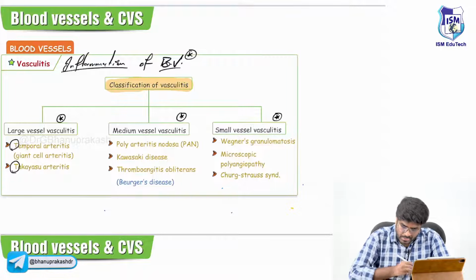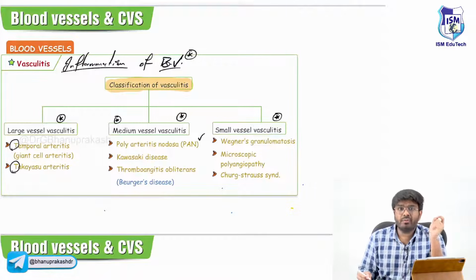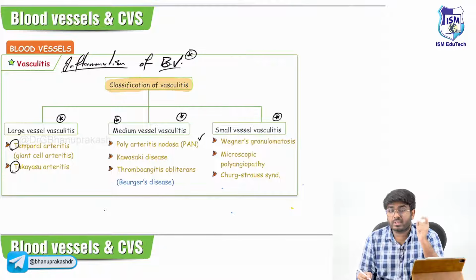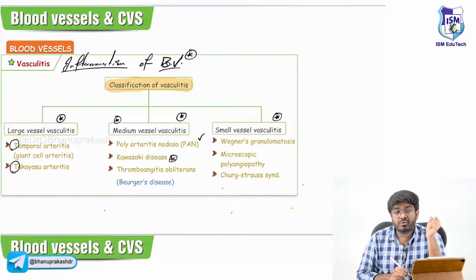I will discuss. Now medium vessel vasculitis. Medium vessel vasculitis includes polyarteritis nodosa, PAN. We have discussed polyarteritis nodosa in the topic of necrosis also. What type of necrosis will occur? Fibrinoid necrosis. We have discussed it in the cell injury, necrosis topic. Now Kawasaki disease, which occurs in children, especially before 4 years of age, usually seen in small children.